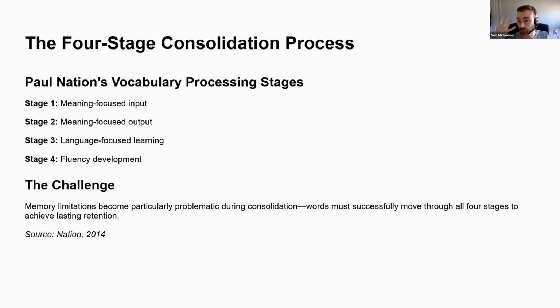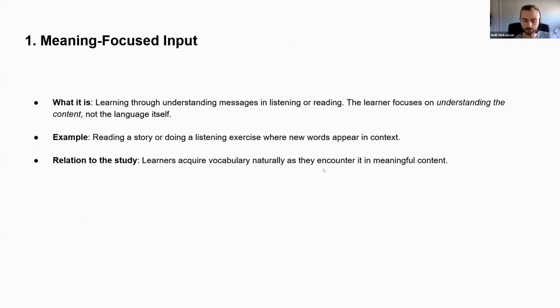There are actually four stages in this process, called the four-stage consolidation process, developed by a man called Paul Nation. There are four stages, as you can see. The first is meaning-focused input, then meaning-focused output, language-focused learning, and then fluency development. I'm going to talk quickly about what those are.